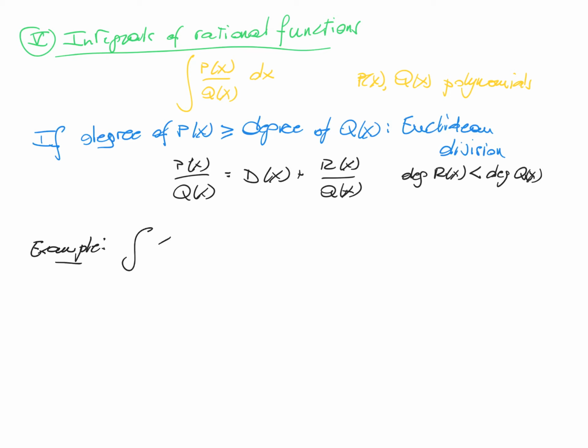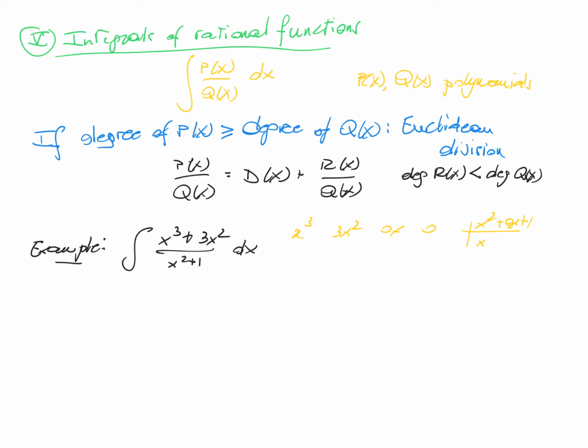the integral of (x^3 + 3x^2) divided by (x^2 + 1) dx. Clearly, this is a rational function. We have a polynomial of degree 3 in the numerator, and a polynomial of degree 2 in the denominator. We see that the degree of p is larger than the degree of q, so we first have to do the division. So for the division, you have x^3, 3x^2, 0x, 0, and then you divide out by x^2 + 0x + 1.